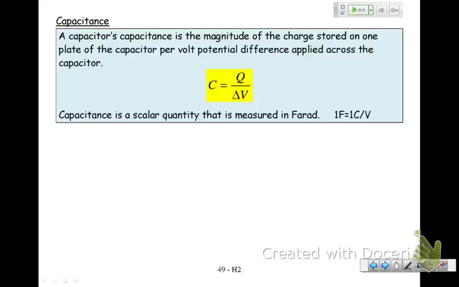So let's define a capacitor. A capacitor's capacitance is the magnitude of the charge stored on one plate of the capacitor per volt potential difference applied across the capacitor. Oh my word. So if I have my capacitor and I have a whole bunch of positives here and a whole bunch of negatives there, the capacitance equals the charge per volt. This is delta V. It's the charge per volt.